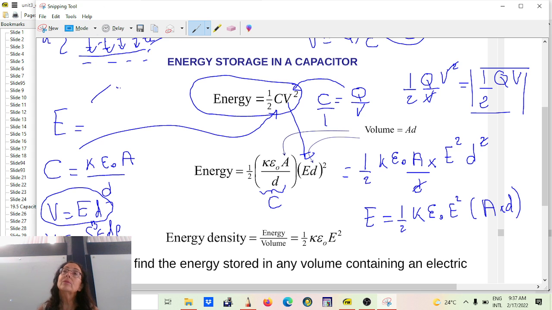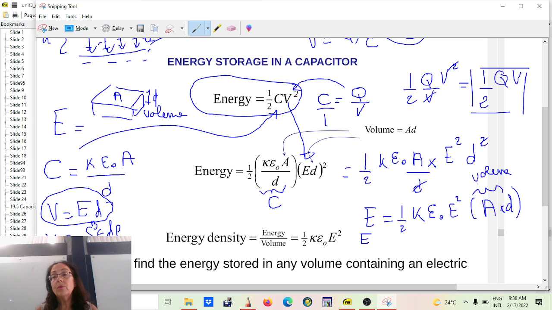The volume, very good, right? So you have a prism here, that was your capacitor, and that will be the area. And that will be your d. So actually, that's going to be your volume. So energy, so that's the volume, right?